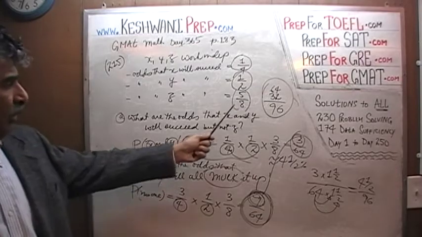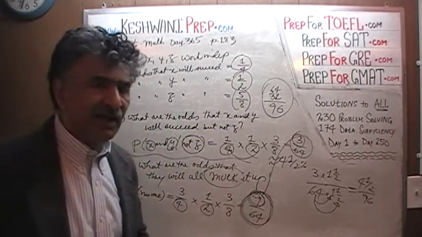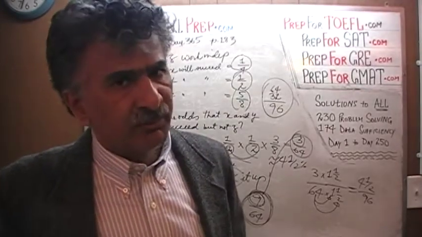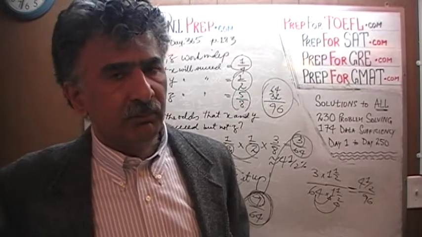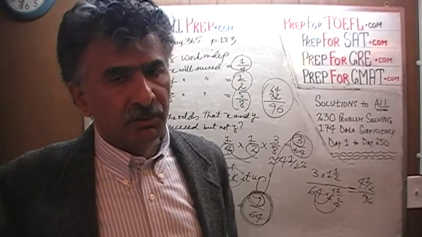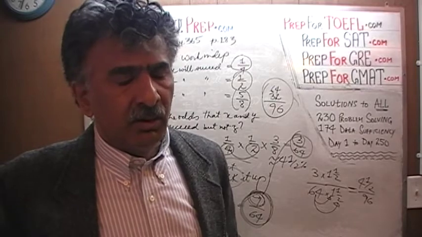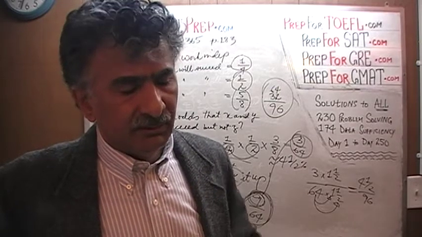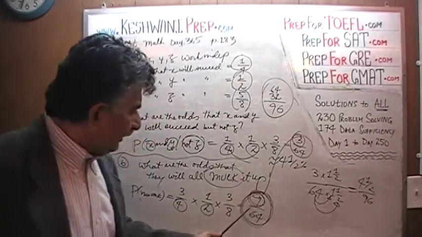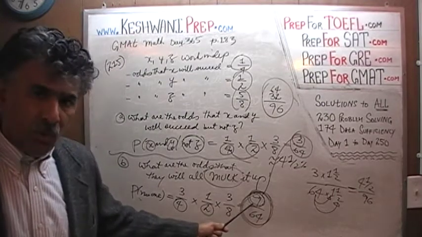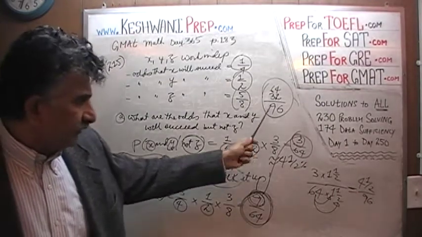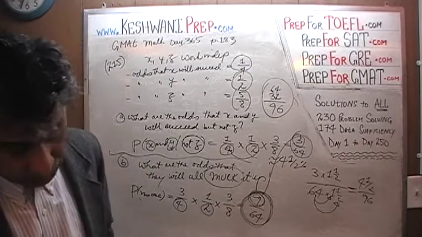That's not very likely at all, because Z was the one whom we assigned the highest probability of being successful at this problem. He is the one with the most experience. He is the one with the most know-how. He is the one with the most knowledge. How can he fail and the other two succeed? It's not very likely. As a matter of fact, it is 3 times as likely that they will all muck it up as opposed to Z failing but not X and Y.